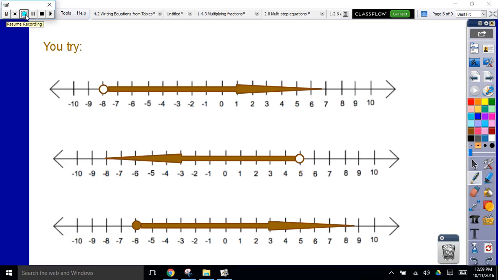Okay, number 1, Kaylee. n is greater than -8. Good. What's the other way? -8 is less than n. We don't want to all of a sudden stick an equals in there. Just less than. Okay, good.